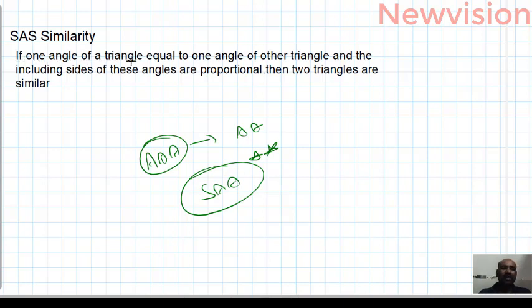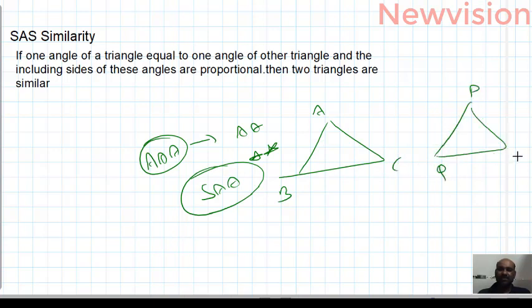If one angle of a triangle equals one angle of another triangle and the including sides of these angles are proportional, then the two triangles are similar. So, meaning, I want to explain first of all. Here triangle ABC is given and another triangle PQR is given, so that one angle of the first triangle equals one angle of another triangle.